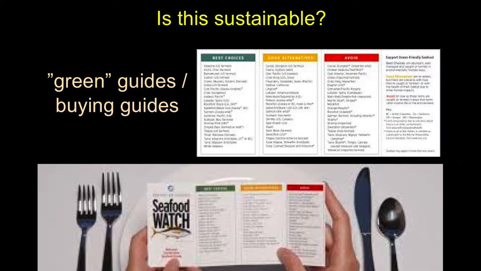So what they have is, originally, wallet cards. You can still get these. Now, virtually everybody uses the app. So there's a Seafood Watch app. But the basic idea is red, yellow, green.